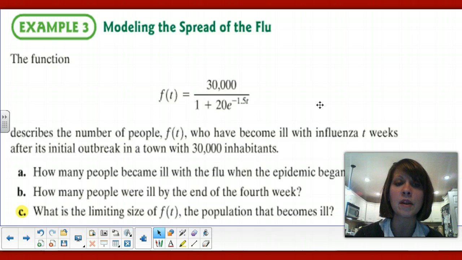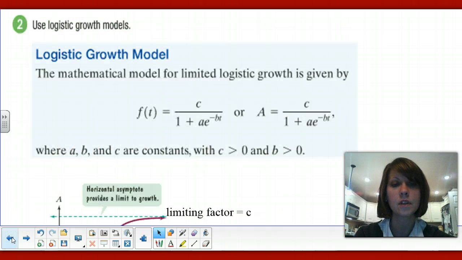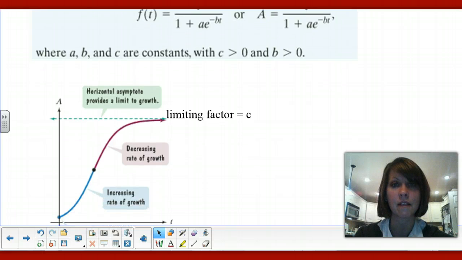Part A says: how many people became ill with the flu when the epidemic began, how many people were ill by the end of the 4th week, and what is the limiting size of f of t, the population that becomes ill. I highlighted C because, if it was me, I would do C first. The limiting size. Look back here. The limiting factor or the limiting size is your C.